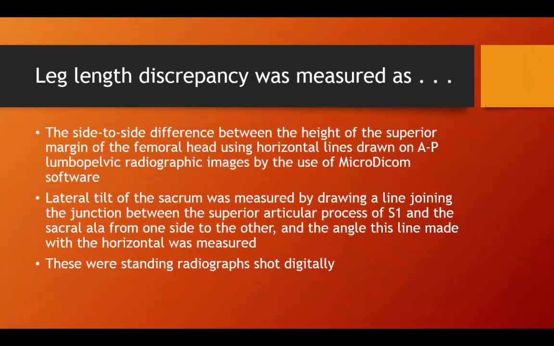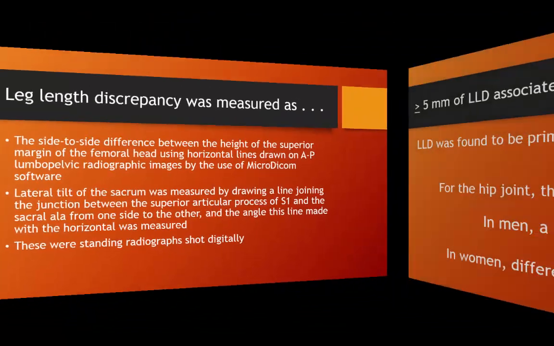Leg length discrepancy was measured as the side-to-side difference between the height of the superior margin of the femoral head using horizontal lines drawn on A to P lumbopelvic radiograph images by the use of a digital approach using micro-DICOM software. Lateral tilt of the sacrum was also measured. These were standing radiographs shot digitally.